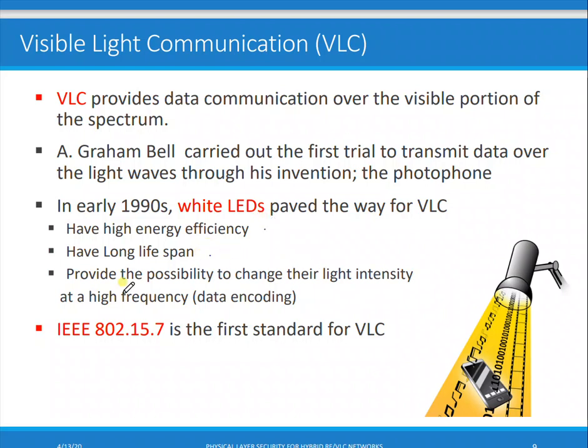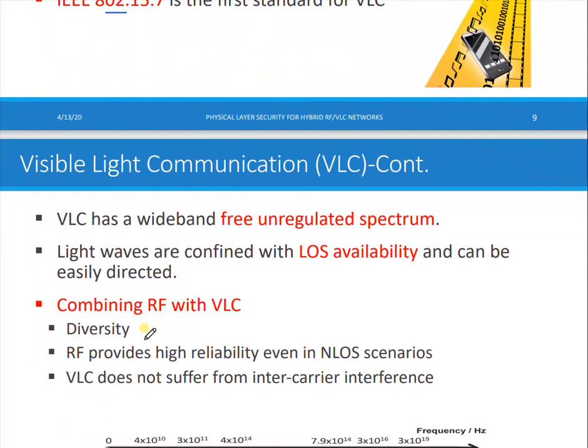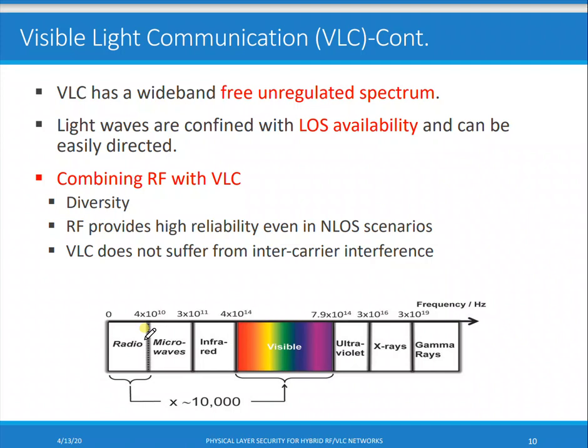Because obviously they have high energy efficiency and they have long lifespan, and they provide possibility to change their light intensity at high frequency. So يعني احنا we don't just have on and off, we also have intensity of the light, so we can encode more information. And it is the first standard for VLC, IEEE 802.15. So it has a wide band of free unregulated spectrum. So this is a good thing, we can use it, it's free.